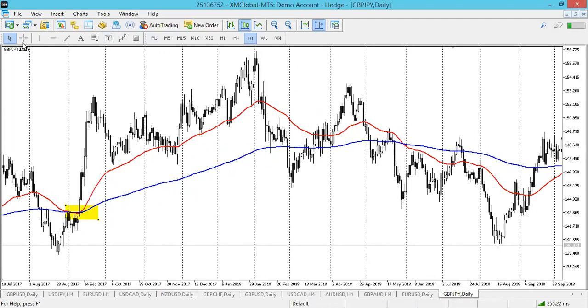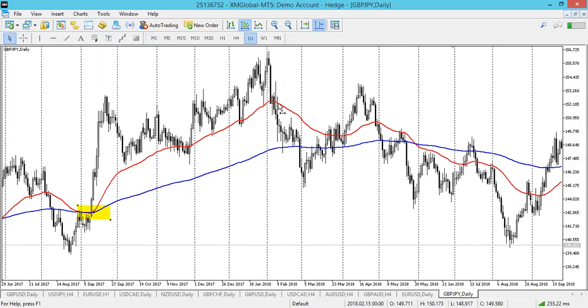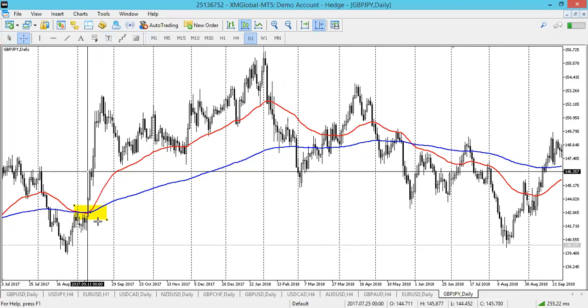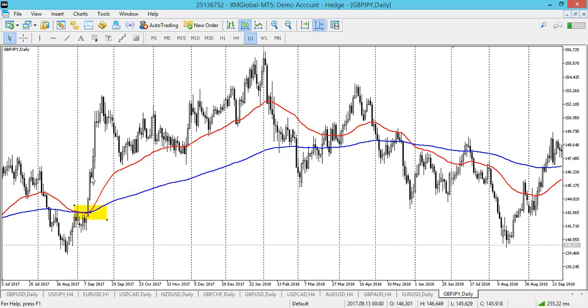Kung makita nyo, wow, galing yan, sir. Nag-cross sila, tapos umakyat na yung price. No? Oo nga naman. No? But if you think about it, the time that they already crossed, price was already here. So medyo delayed siya. No? So majority of your indicators, no, take note, are also delayed. No? Hindi sila mabilis mag-react sa market.